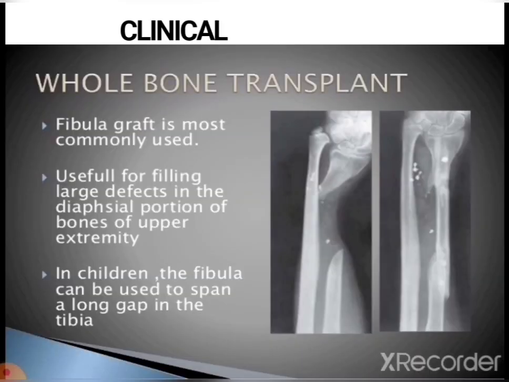Now the applied anatomy. Fibula can be used for whole bone transplant since it is superficial and subcutaneous and no major structure is attached to the fibula. And in children, the fibula can be used to span a long gap in the tibia, as you can see in the image.